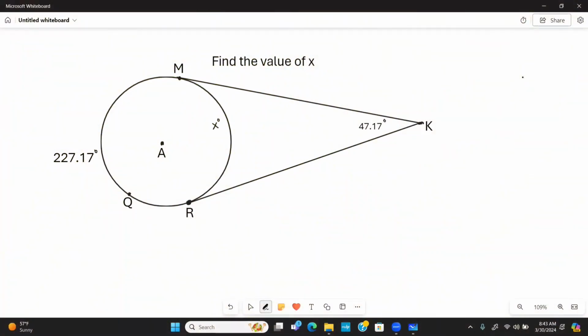All right, so what we're looking at here, we want to find the value of x. And as you can see, x is actually here. The context for this is that we're dealing with two tangents to the circle. So these are the tangents you can see, and they meet at K.